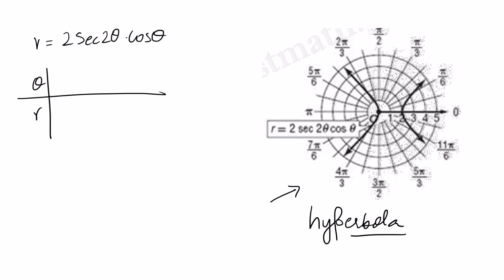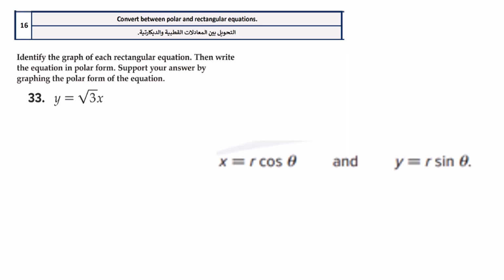So that completes learning objective 16, where you learn how to convert between polar and rectangular equations, draw the graph, support your answer, and also check the rectangular equation. Okay, so before I move to the next learning objective, number 17 of FRQ, I would like to do one last question just to make you more confident, which is this.